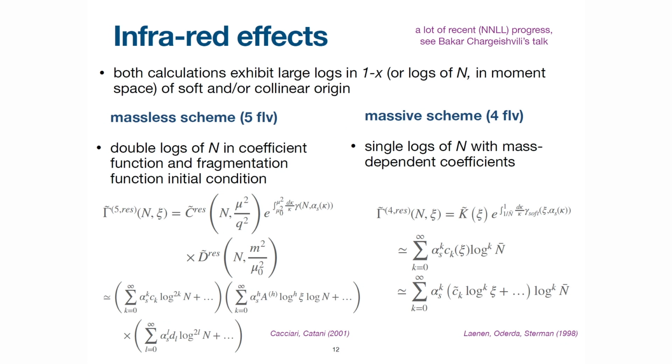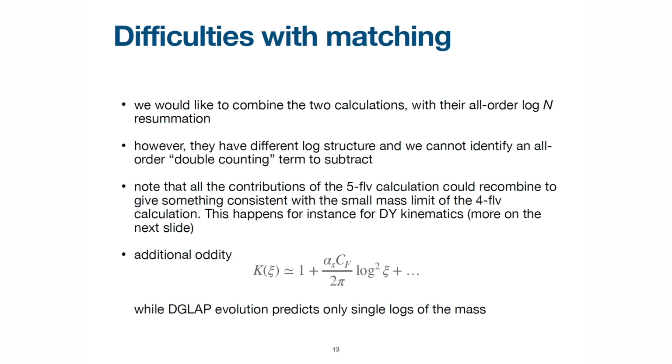But you see then there's a problem because the structure of the logs of n is different. Here you have double logs of n, you have single logs of n. Now it's still possible that these two guys combine so that all the double logs of n cancel. It's only an artifact of separating things. But actually it doesn't. It does in some cases, but not in general. So the difficulty in matching these two calculations is the fact that we cannot identify a double counting term.